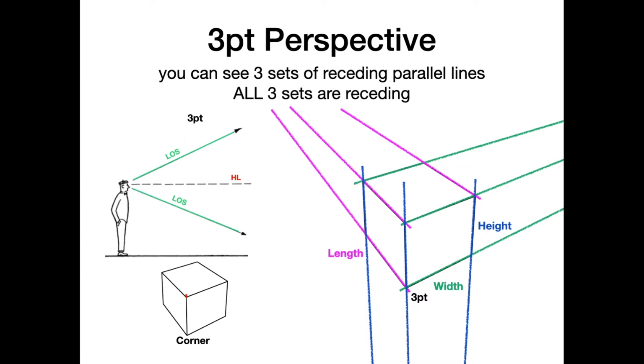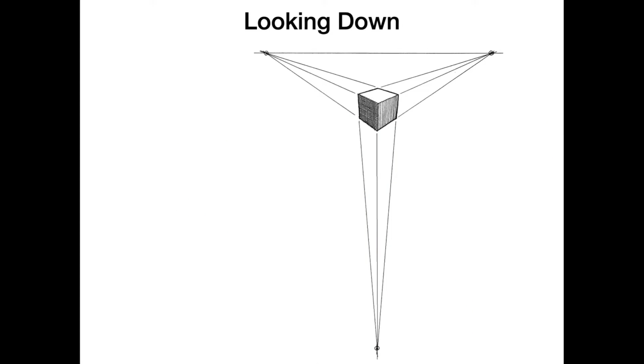Because your head is tilted, the height of the cube is no longer parallel to you. The length, width, and height are all receding away. And that means the closest thing to you now is that very corner of the cube. And every single other line is receding away. So three-point perspective only happens if we are looking up or down.